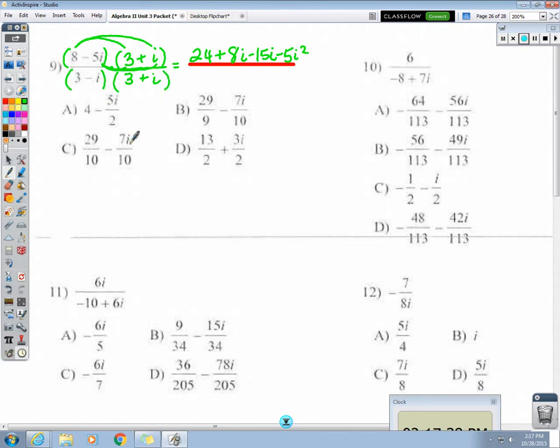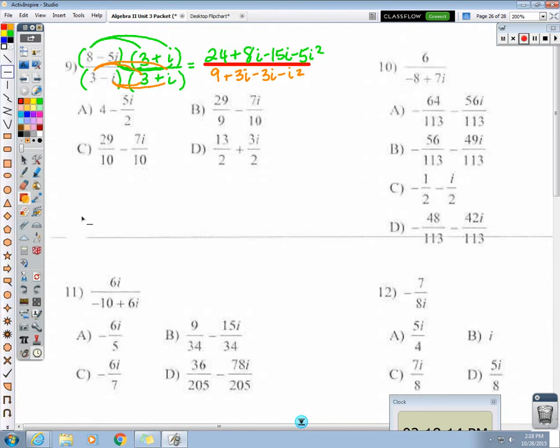When you FOIL the denominator, what do you multiply together first? Which is 9. Then you multiply 3 times i, which is 3i. And then negative i times 3, which is, and then negative i times positive i, which is, right. Okay, so now that we've FOILed both the numerator and the denominator, we're going to simplify one at a time, starting with the numerator.